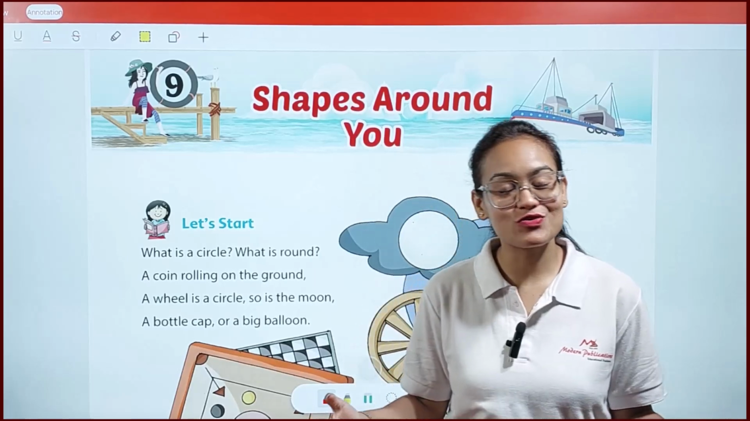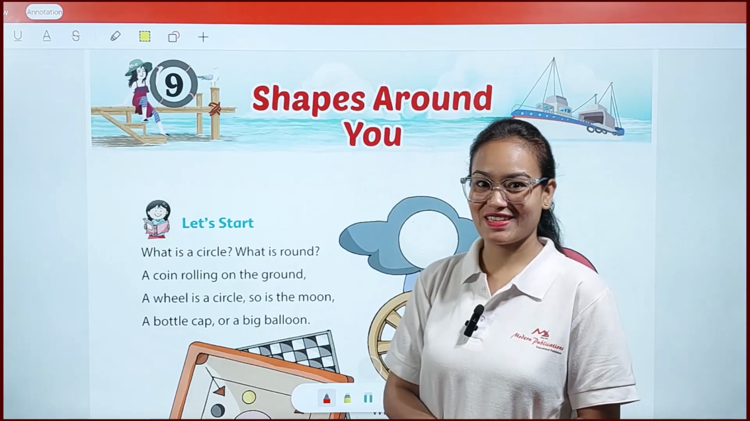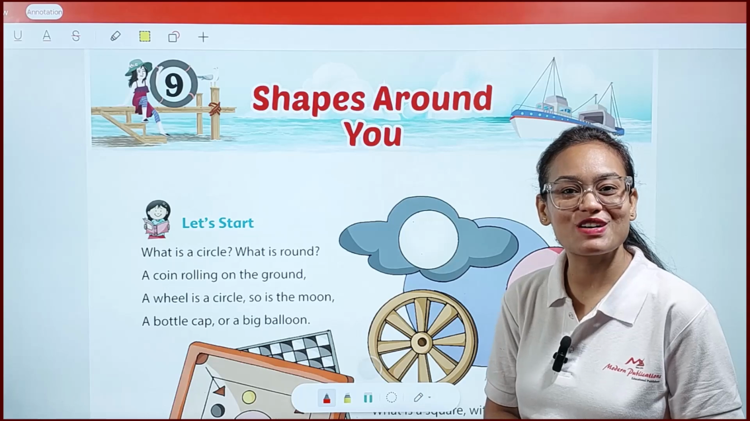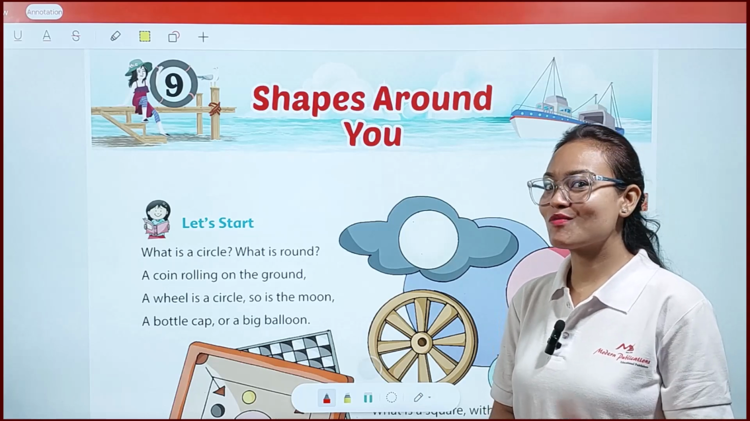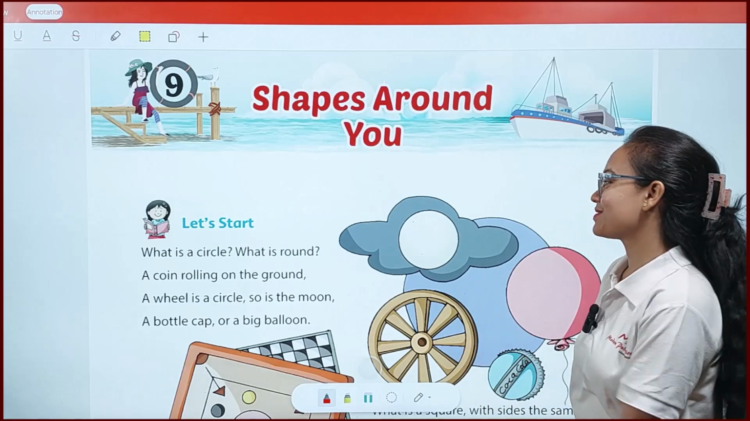So, today what we are going to do? Today we are going to learn about shapes. Okay? You can see there are various kinds of shapes around ourselves. And some of them you also know. So, let's start the chapter.